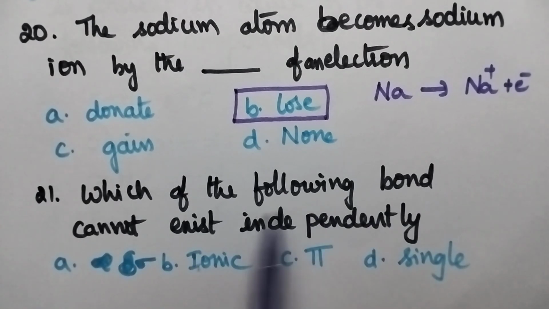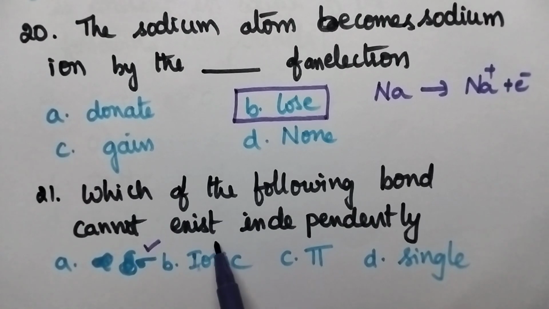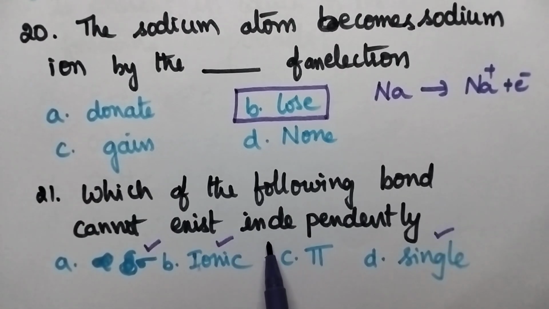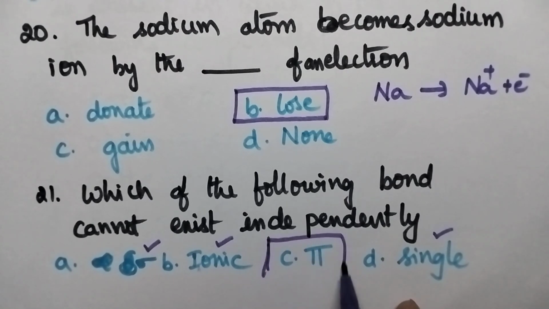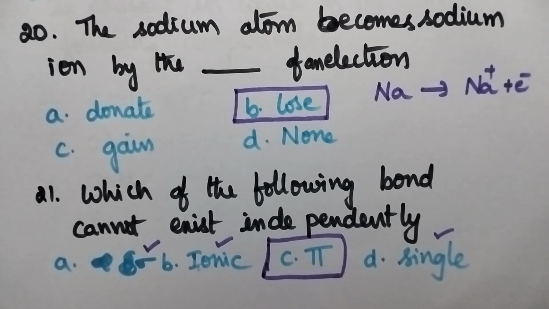Which of the following bond cannot exist independently? Sigma bond, ionic bond, they exist, even single bond. But coming to option C, pi bond will not exist independently. So option C is the right answer.